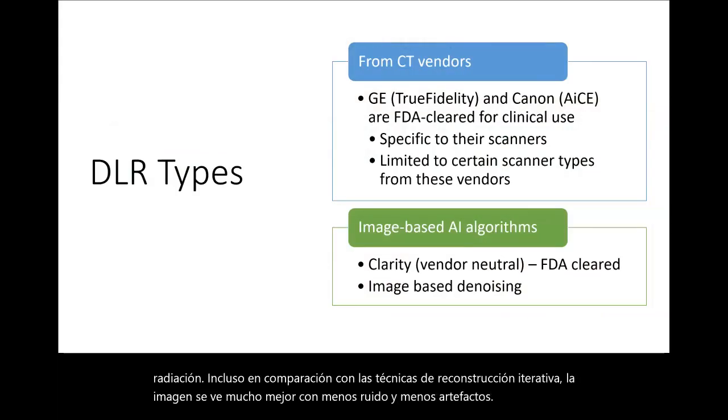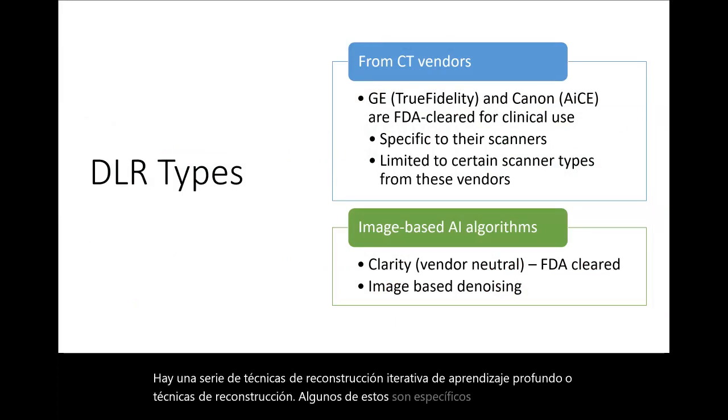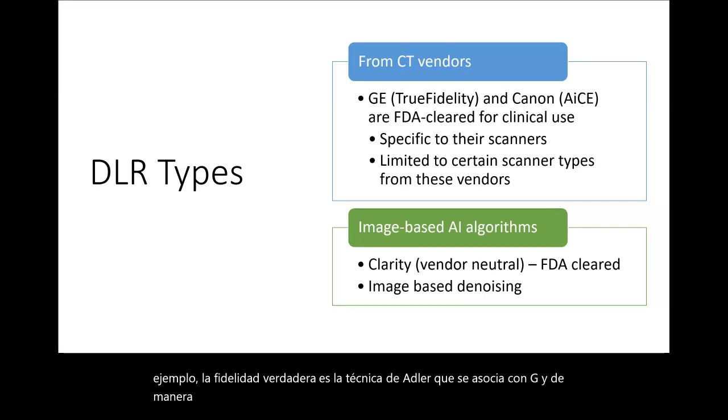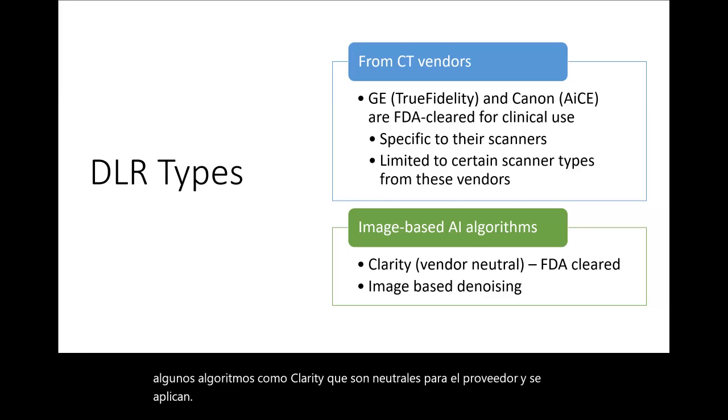There are a number of deep learning reconstruction techniques. Some of these are vendor specific. For example, TrueFidelity is a DLR technique that is associated with GE. And similarly, there are techniques which are proprietary to Canon. But there are also some algorithms such as Clarity, which are vendor neutral, and these are applied to images acquired on any CT scanner, irrespective of the vendor type.